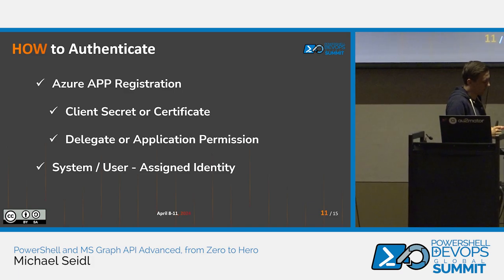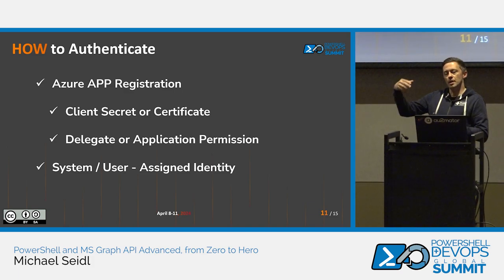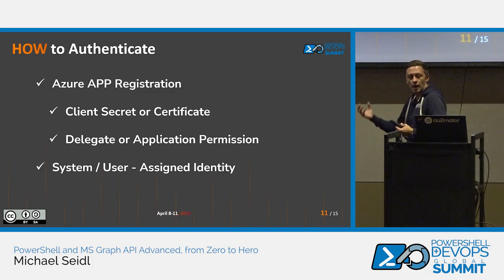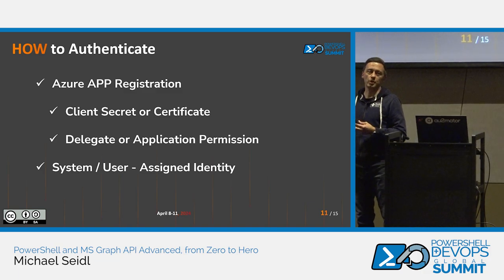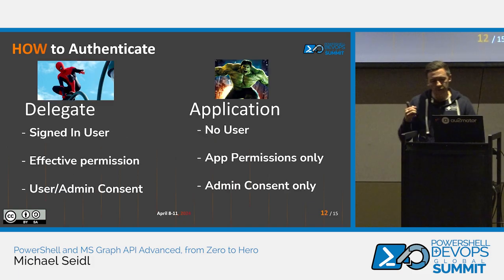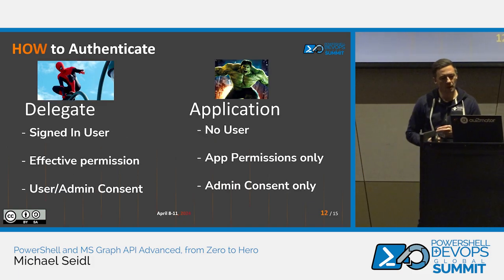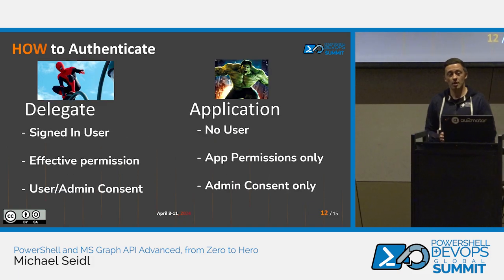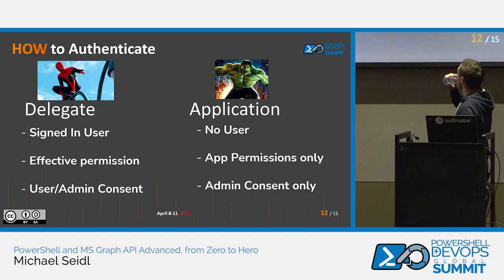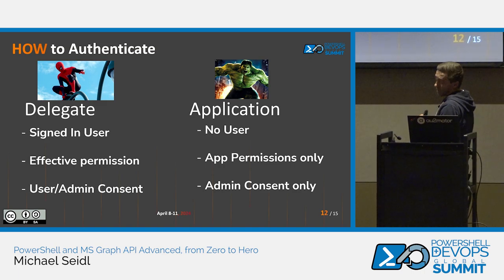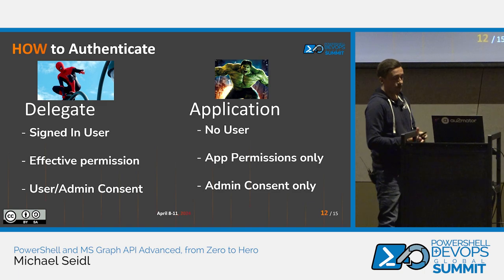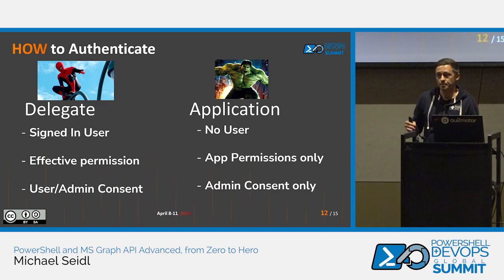The second thing is Azure App Registration. So you have an Azure App Registration, you give it Graph permissions, and you can decide if you want to use a client secret or a certificate to authenticate. If you use Azure App Registrations and Graph API permissions, there are two types of permission. The one is the smart one, Spider-Man, delegate permission.